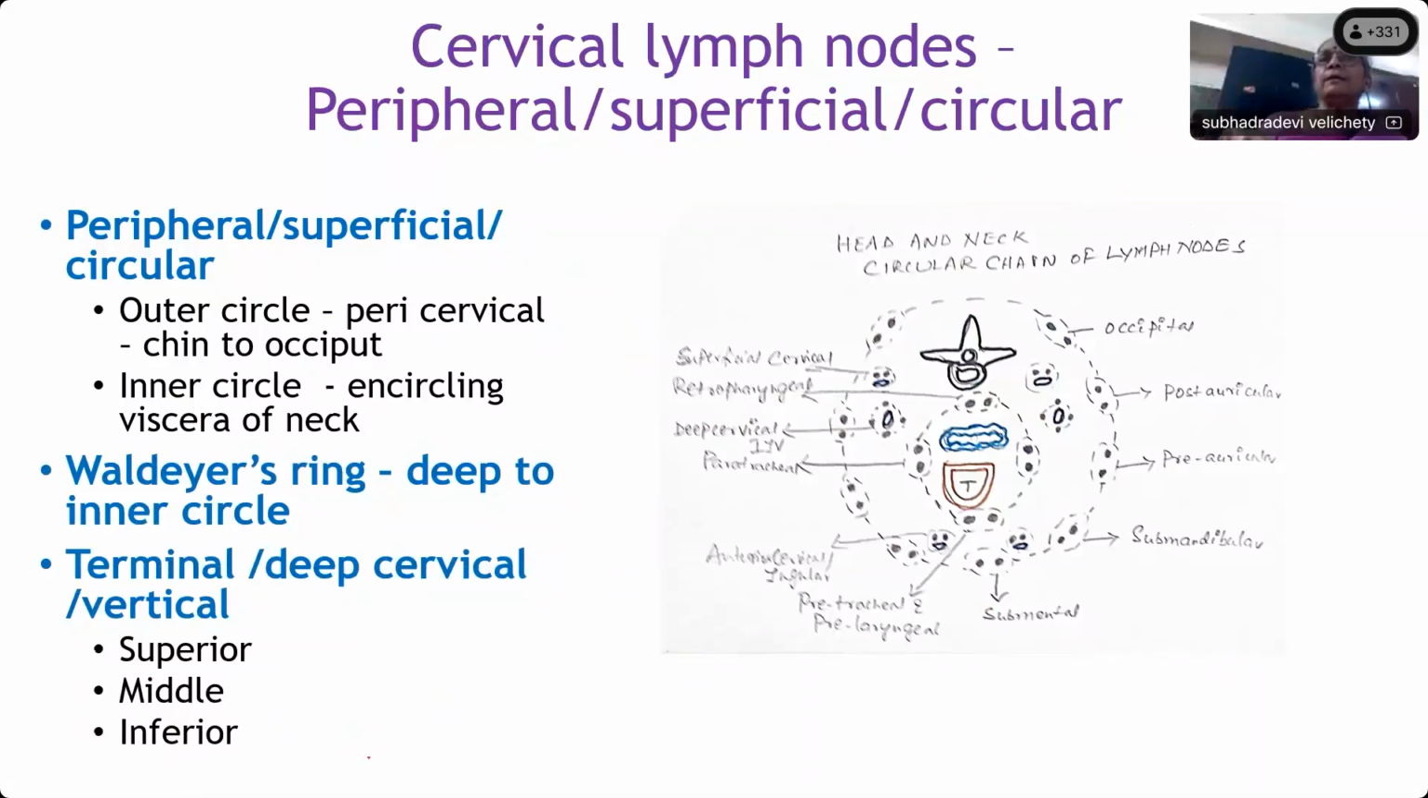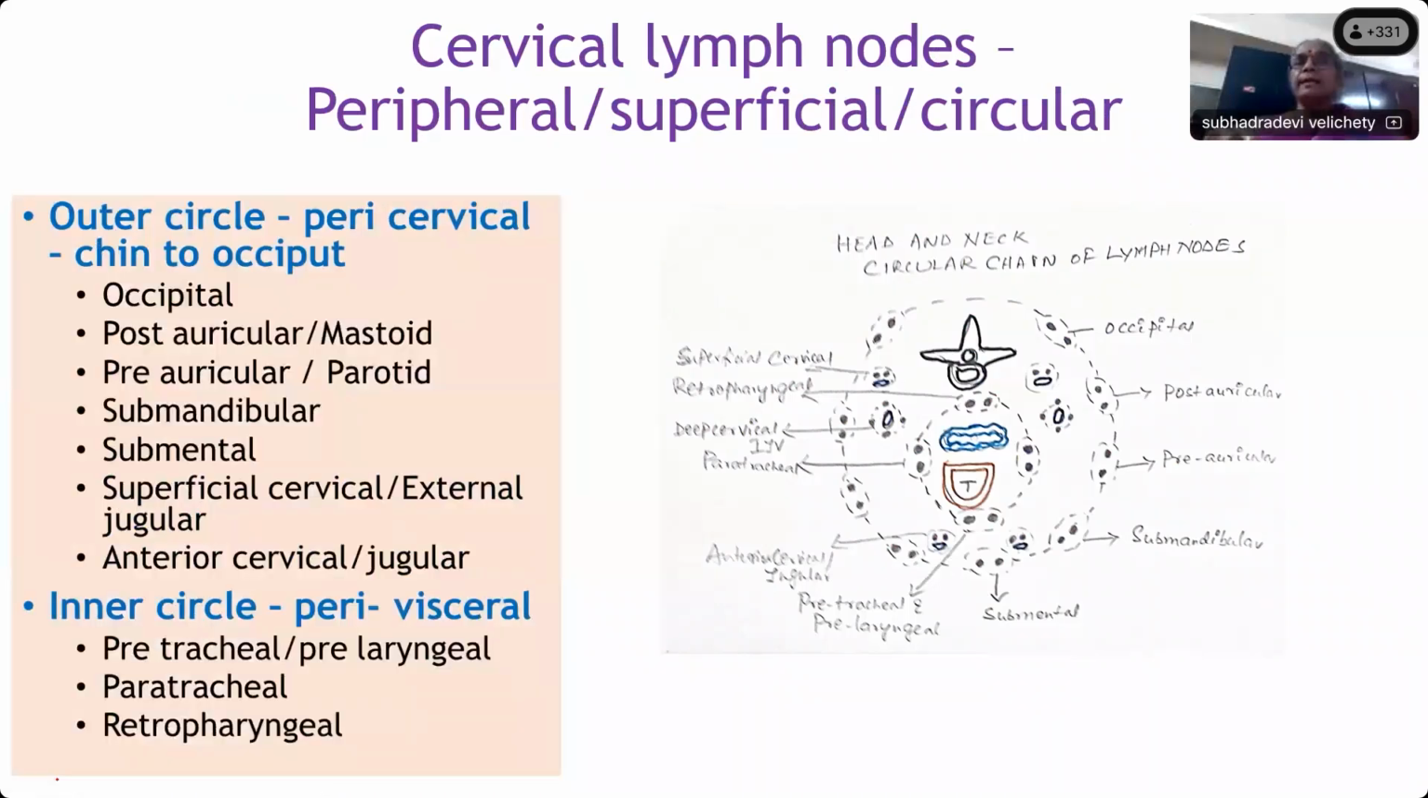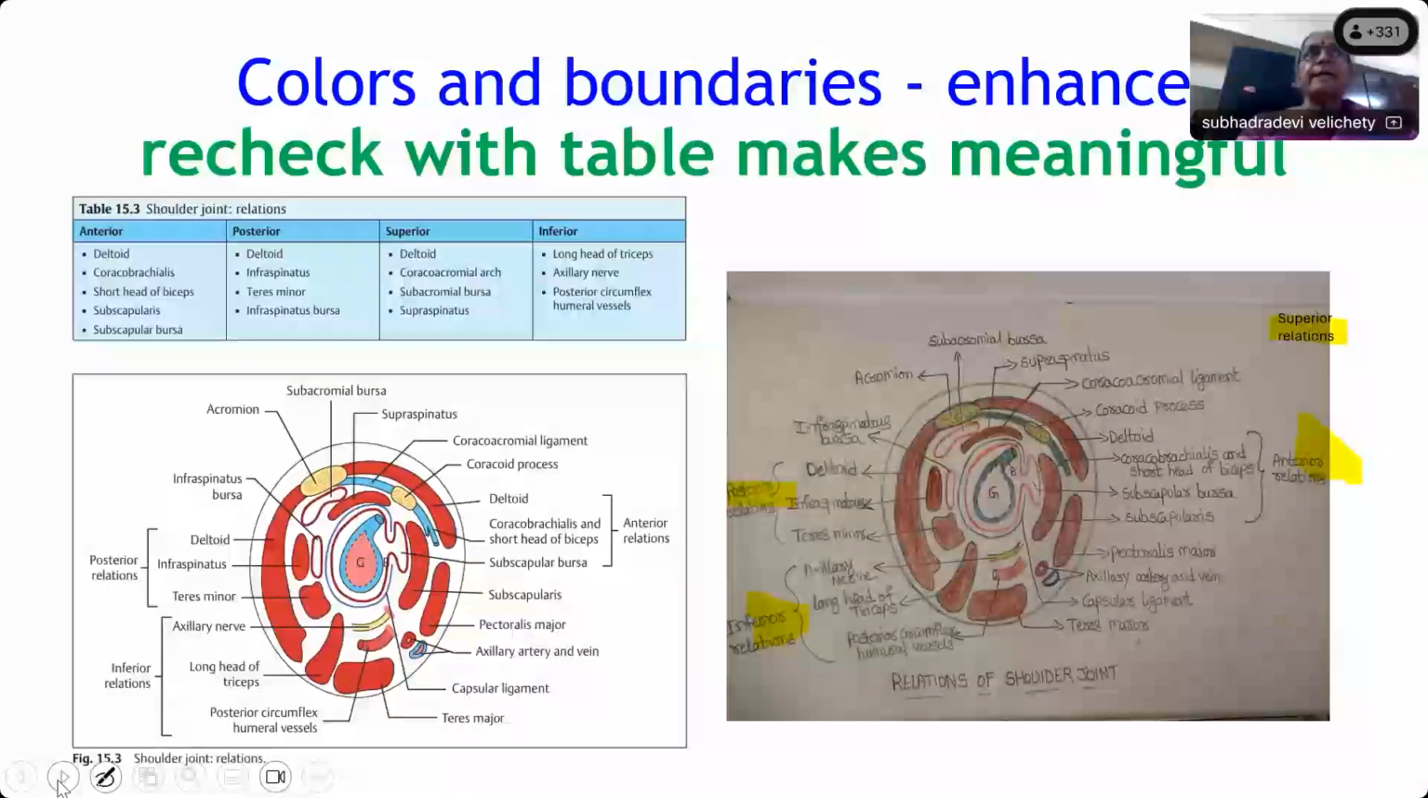Then regarding the lymphatic drainage of head and neck, there is a circular chain, inner circular and outer circular. Like that you can draw circles, to avoid losing marks. So start practicing. This is also an easy diagram which you can practice. And vertical chains you can draw; maybe I have not kept it. So simple. Like that you plan, and you will understand the lymphatic drainage of structures of head and neck. See the colors and boundaries. You have to recheck with the table. That makes your job easy.